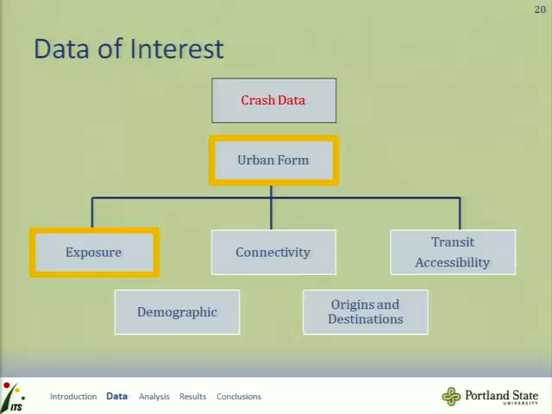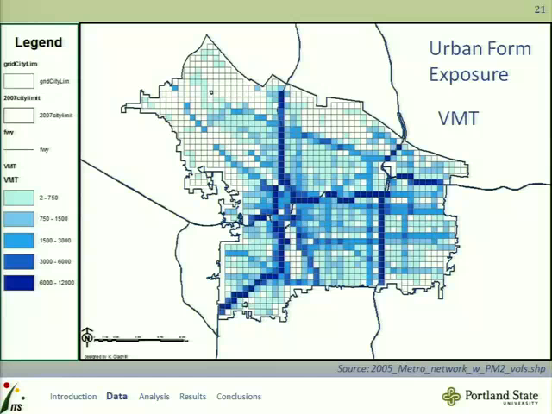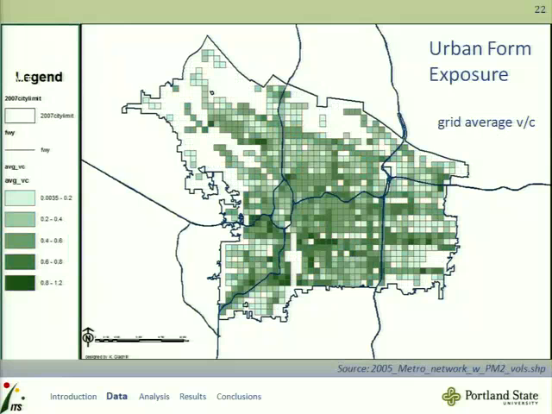So going on into urban form data, I'll be looking at exposure, connectivity, demographic, origins and destinations, and transit accessibility. On the urban form, I used vehicle miles traveled. I got some data from Metro, from their transportation model, that was based on the volumes on different links, and then multiplied that by the length of the links to calculate a vehicle miles traveled. And you can very strongly see where the major arterials are in the Portland area.